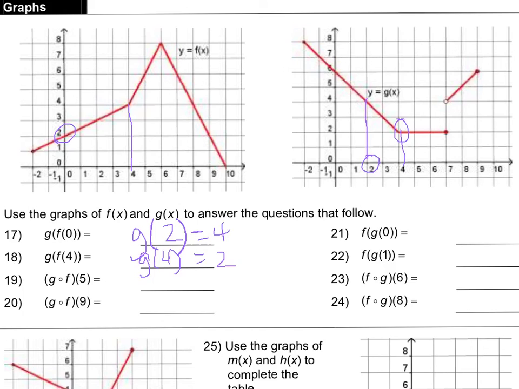Remember, with the composite circle, we're going to do f first and then g. F of 5 is equal to 6. So we want g of 6. When g is 6, the function is 2. Finally, g of f of 9. When x is 9, we get the value of f as 2. So now we want g of 2. When x is 2, the value of g is 4. So our final answer is 4.